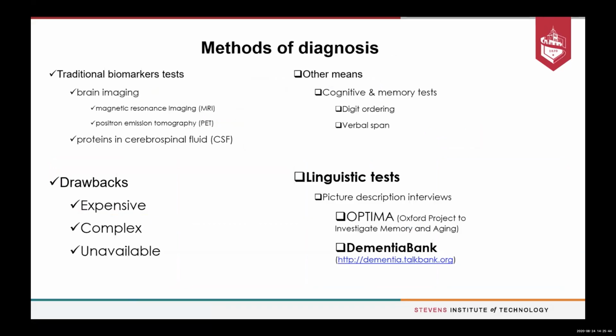However, studies have shown that early diagnosis and intervention can delay the onset. Traditionally, biomarker tests on brain images and protein in cerebrospinal fluid are highly used, but those tests are normally expensive, complex, and not always available. As a result, other substitutes are emerging, like cognitive and memory tests. Based on participants' performance score on each task, their dementia status would be measured. Another popular way is using linguistic tests. Participants would be asked to use their own words to describe a picture. Then the diagnosis will be made by analyzing their language ability in the description.